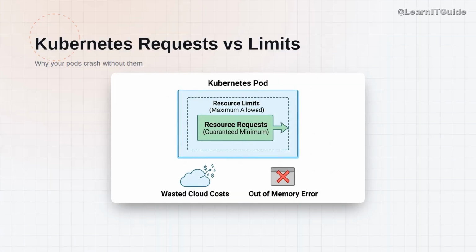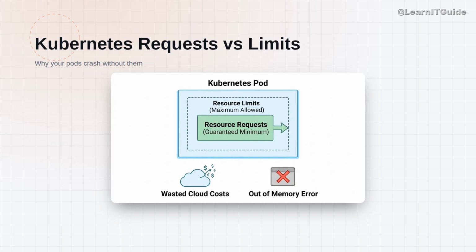Hey everyone, welcome back. In this video, I'm going to explain the difference between Kubernetes resource requests and limits. Most teams set these values at random, and that is a massive mistake. Because if you get these wrong, you are either wasting thousands of dollars in cloud costs or waking up to a production outage when your application hits an out-of-memory error.